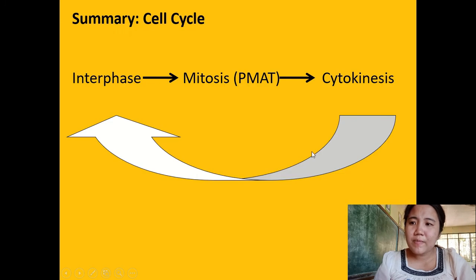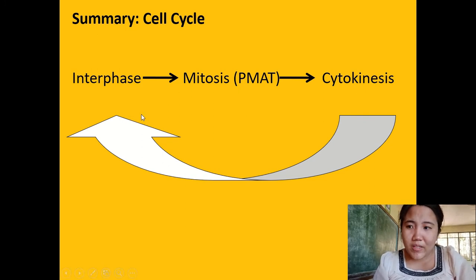Next, we will have a summary of the cell cycle. So we have here the interphase, which has the G1, S phase, and the G2 phase. Next will be the mitosis part, and the things under mitosis are PMAT. And the next stage is the cytokinesis, which is the division of the cytoplasm itself.